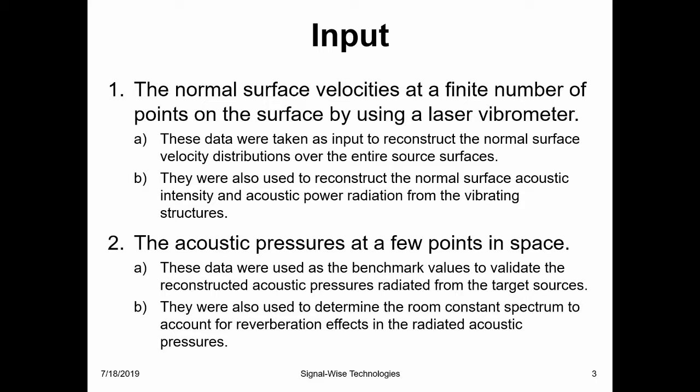The input data in this case included the normal surface velocities measured at a few surface points and a few acoustic pressures. The former is used to reconstruct the normal surface velocity distribution over the entire surface, the normal surface acoustic intensity, and the time average acoustic power. The latter is used to validate the reconstructed acoustic pressures.